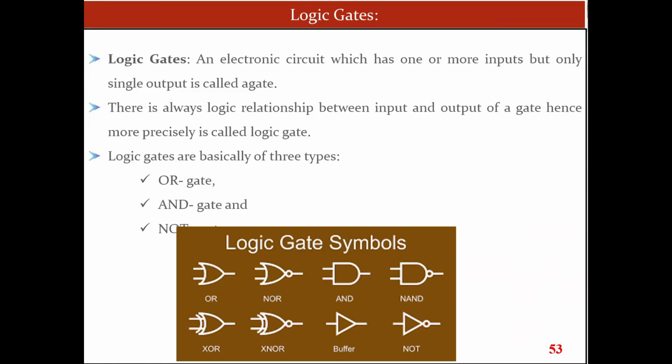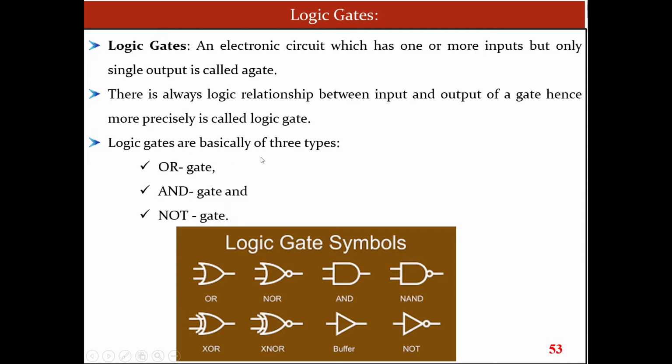Logic gates. A logic gate is an electronic circuit which has one or more inputs but only a single output. Inside, the gate contains transistors, diodes, and so on, depending on the type. There is always a logic relationship between the input and output of a gate. Hence, more precisely, it is called a logic gate.